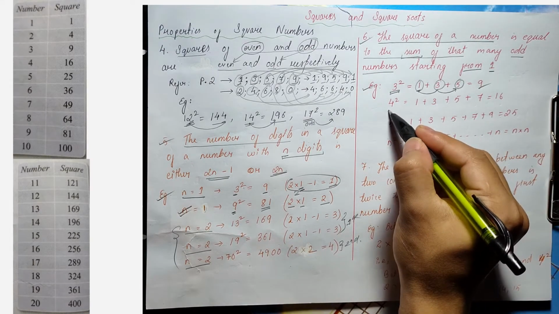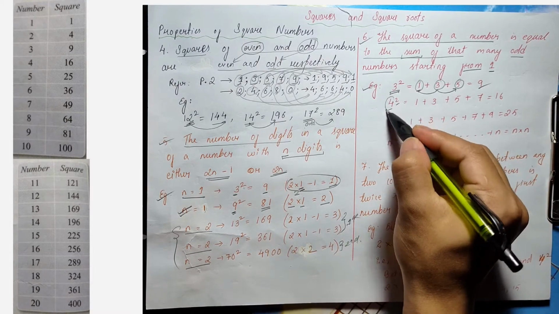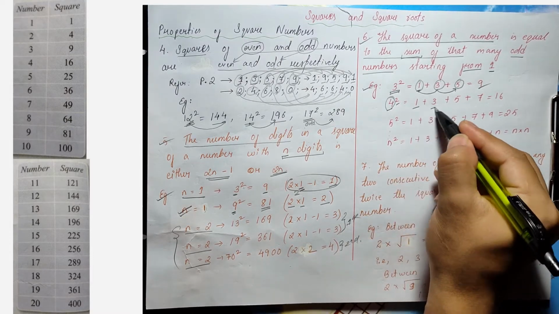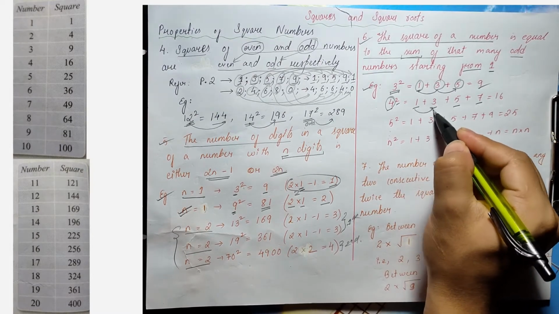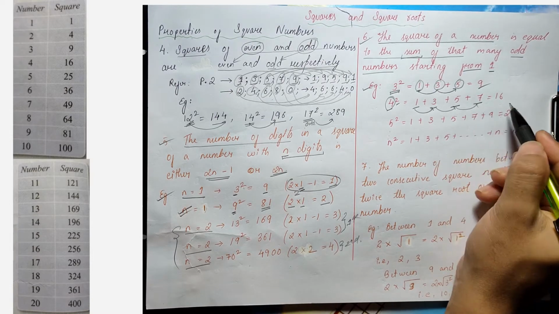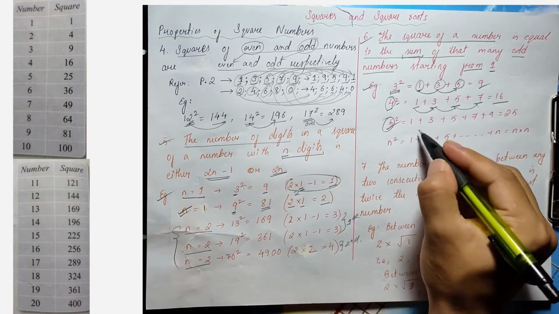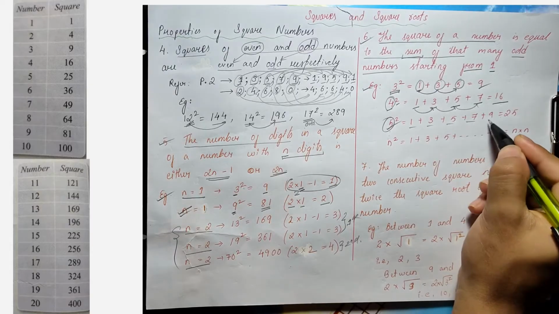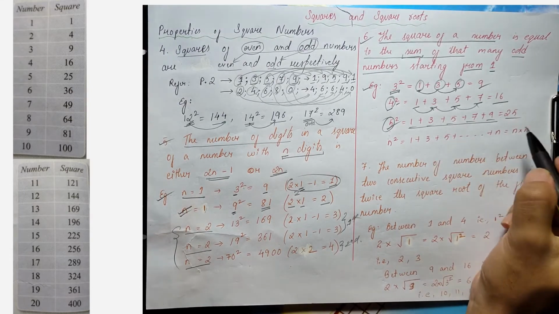So 1, 2, 3. Now 1 plus 3 is 4, 4 plus 5 is 9. Let's look at another example. 4 square. How many odd numbers? 4. So 1, 2, 3, 4. Let's add them. 1 plus 3 is 4, 4 plus 5 is 9, and 9 plus 7 is 16. Similarly for 5 square, how many odd numbers? 5. So 1, 2, 3, 4, 5. If you add all these odd numbers, you get 25.